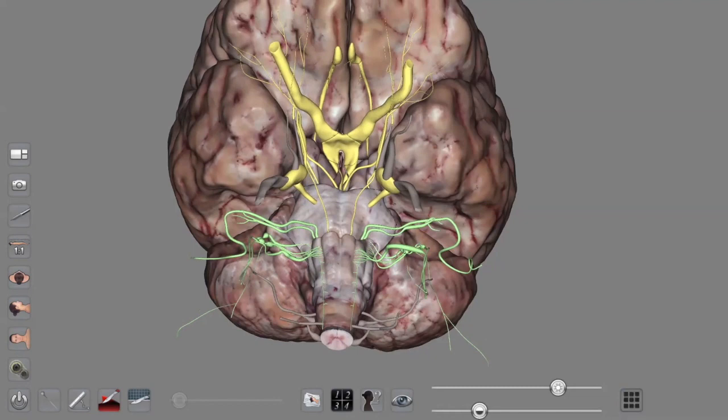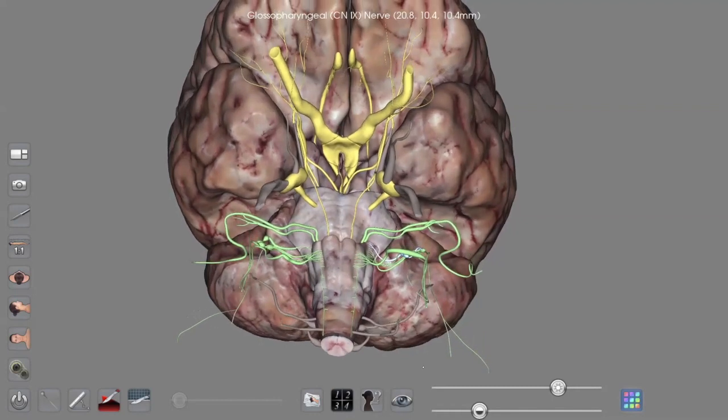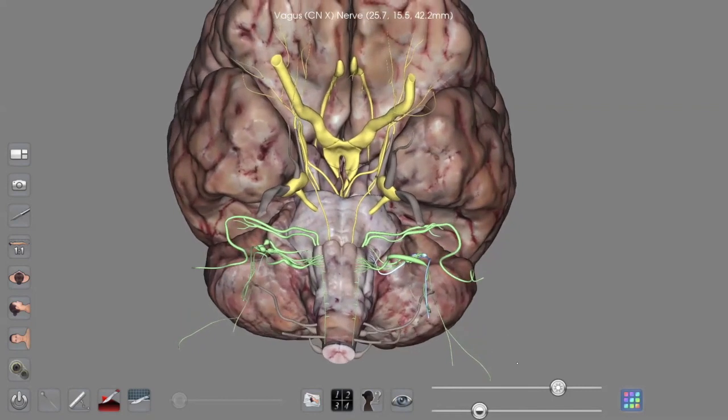Continuing posteriorly is cranial nerve 9, which is the glossopharyngeal nerve. The glossopharyngeal nerve is sensory and motor in nature, innervating the pharyngeal muscles, allowing for swallowing. It's also responsible for taste sensation along the posterior third of the tongue and is an important nerve for heart rate regulation. Cranial nerve 10, or the vagus nerve, is next.